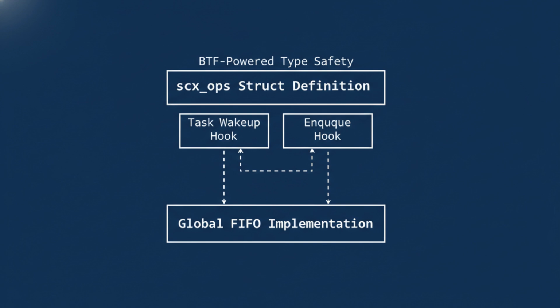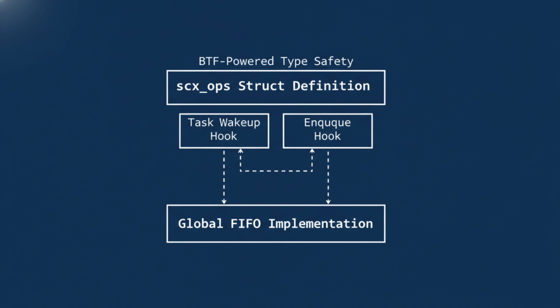To master SCHED-Simple, we must first understand the underlying architecture of SCHED-Ext. Unlike traditional schedulers that are statically compiled, SCHED-Ext provides a set of defined operations, or SCX ops, that act as hooks into the core scheduling events. These hooks include task wakeup, enqueue, dequeue, and CPU selection. When a task becomes ready to run, the kernel doesn't just look at a red-black tree, it invokes your BPF program. This architecture relies on the BPF type format, or BTF, to ensure type safety and compatibility.